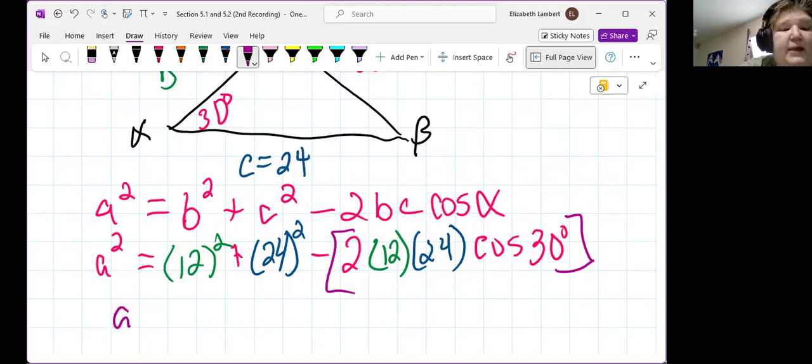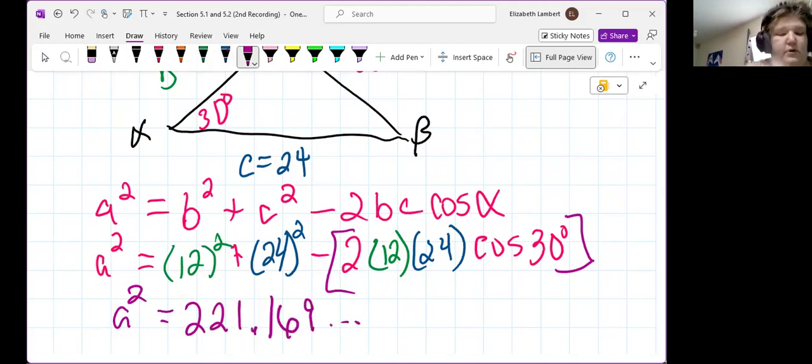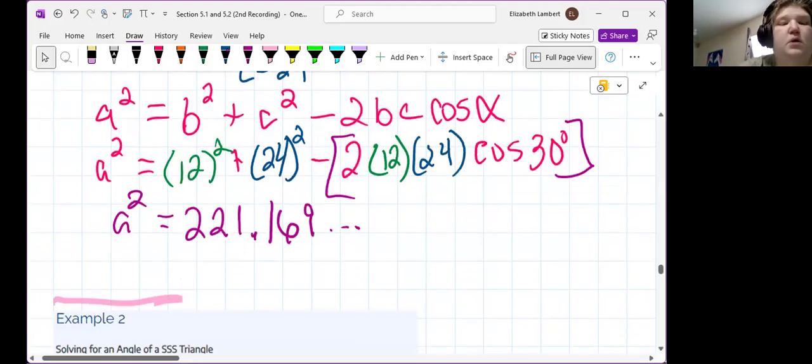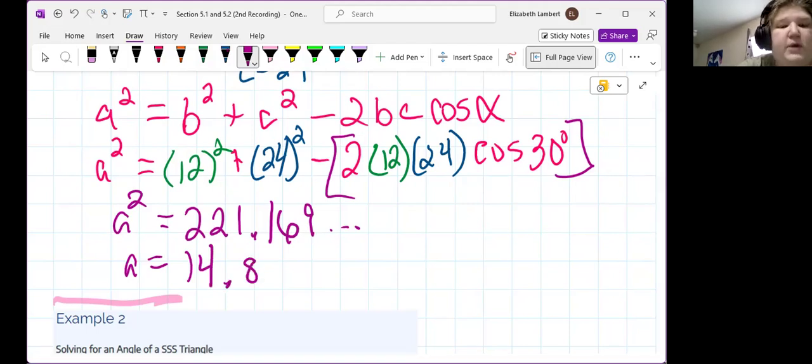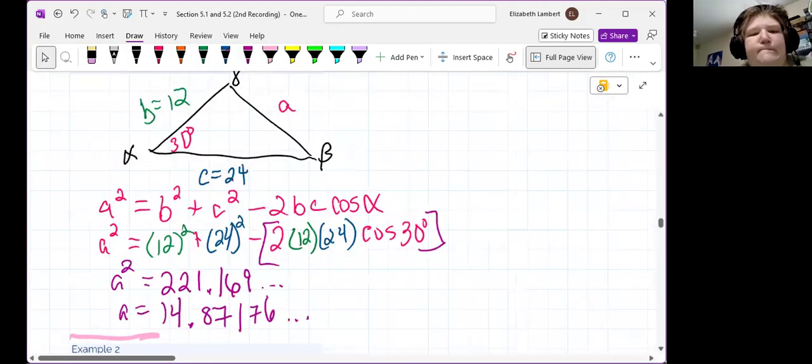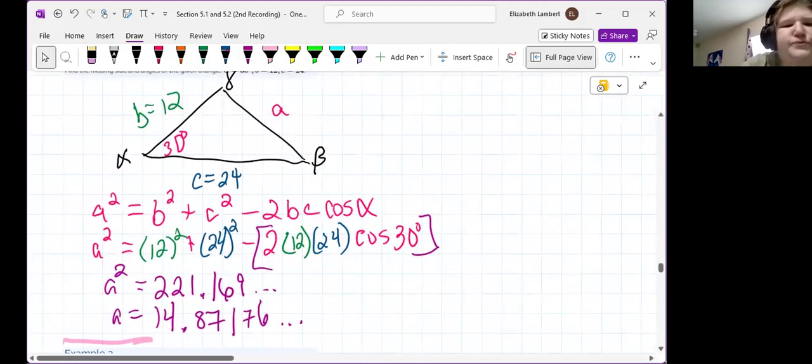So A squared is 221.169 whatever. Raise this to the 0.5 power. So our A is 14.8717, whatever. So 14 something.